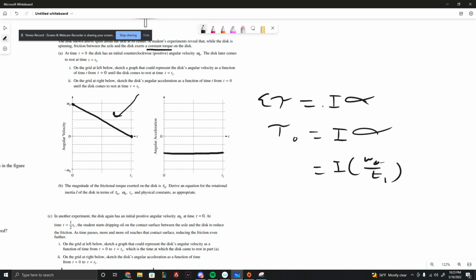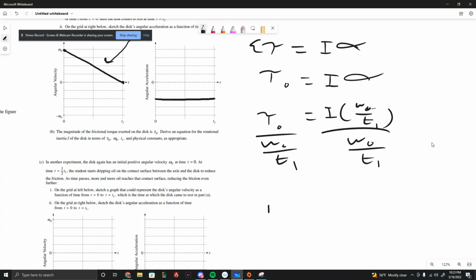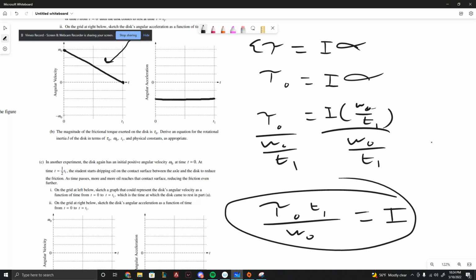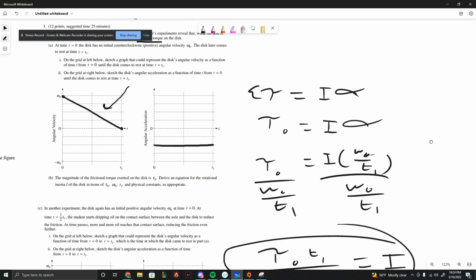Then, tau 0. We just divide by omega naught over T1, and we will have a simplified version of tau 0: T1 over omega naught, which is equal to I, which is our answer.